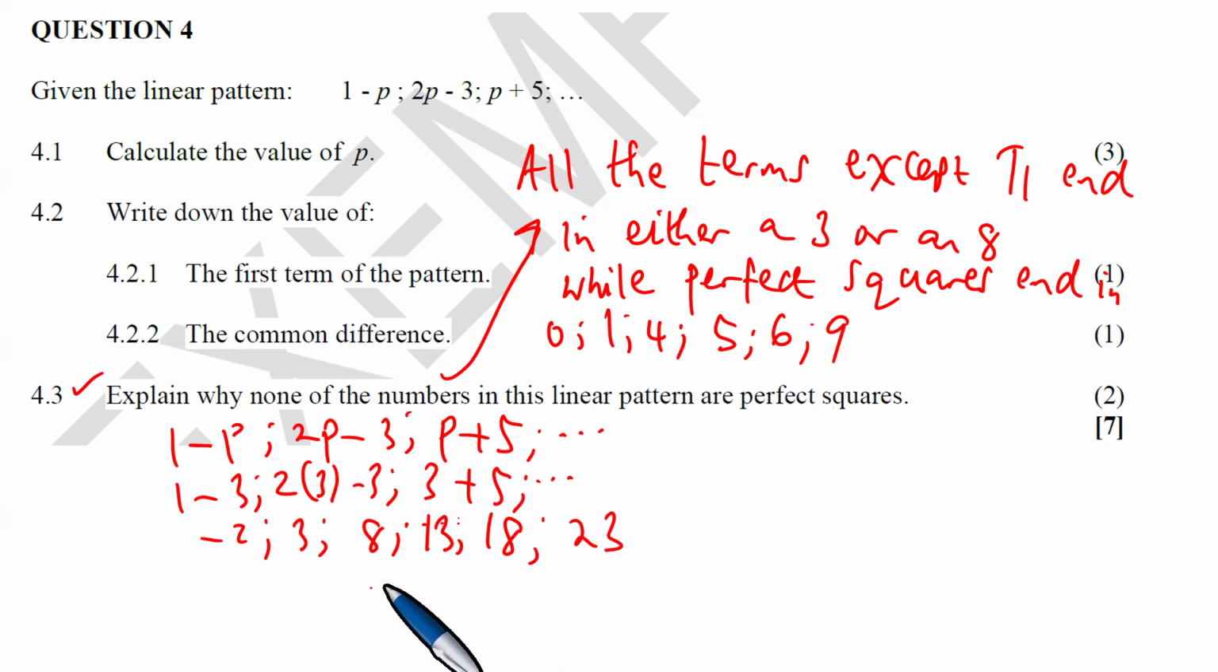So perfect squares end in this, but these numbers end in either 3, 8, 3, 8, 3. So that is the expression to justify why none of the numbers in this linear pattern are perfect squares. Let's look at the next problem.